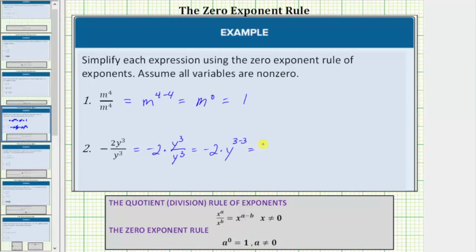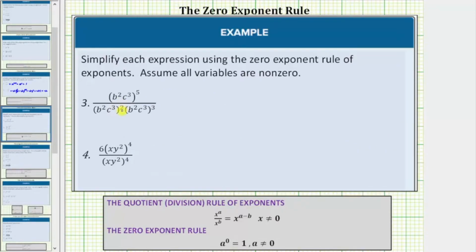3 minus 3 is equal to 0. This simplifies to negative 2 times y to the 0. y to the 0 is equal to 1. This simplifies to negative 2 times 1, which equals negative 2. Let's look at two more examples.